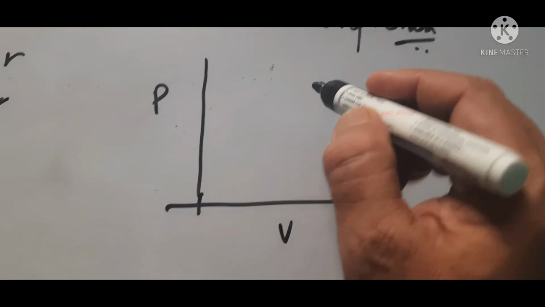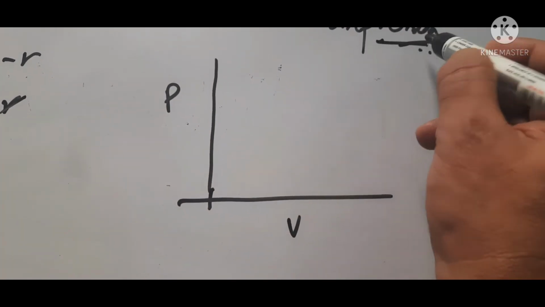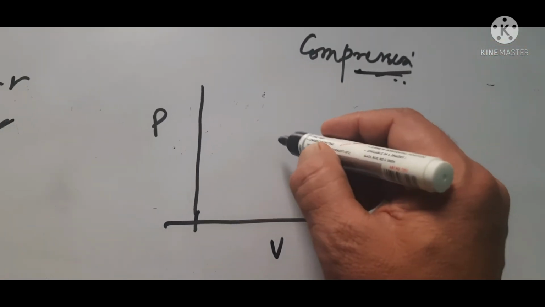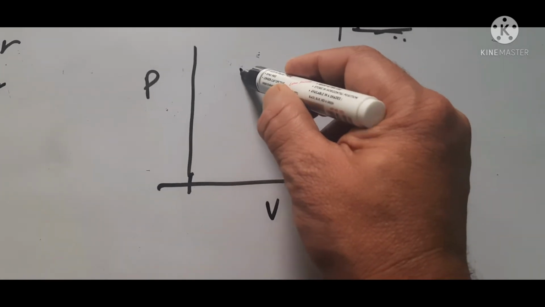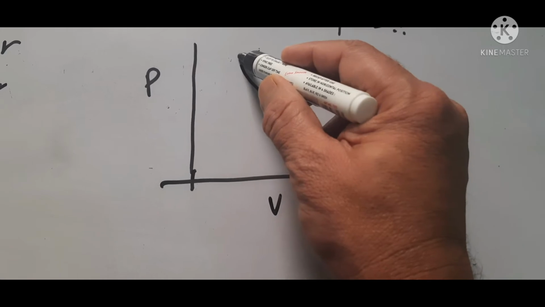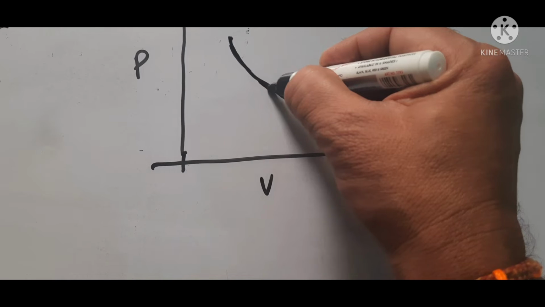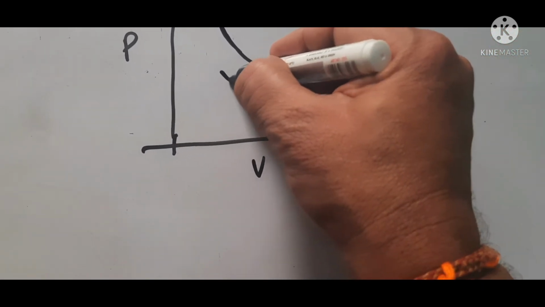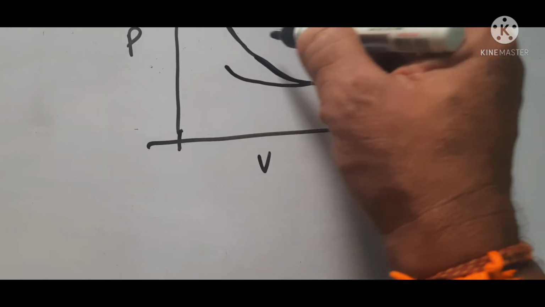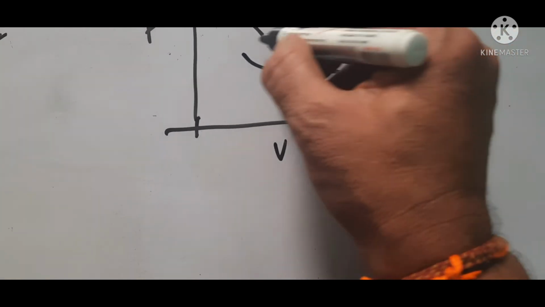Now for compression. That was the expansion, this is for compression. How are we going to draw the slope? The slope is like that. This is your more slope and less slope. More for adiabatic and less for isothermal.